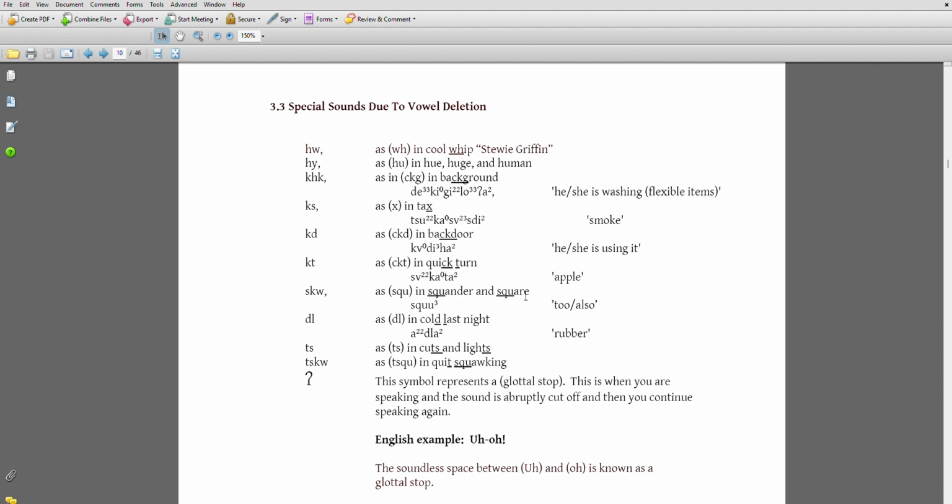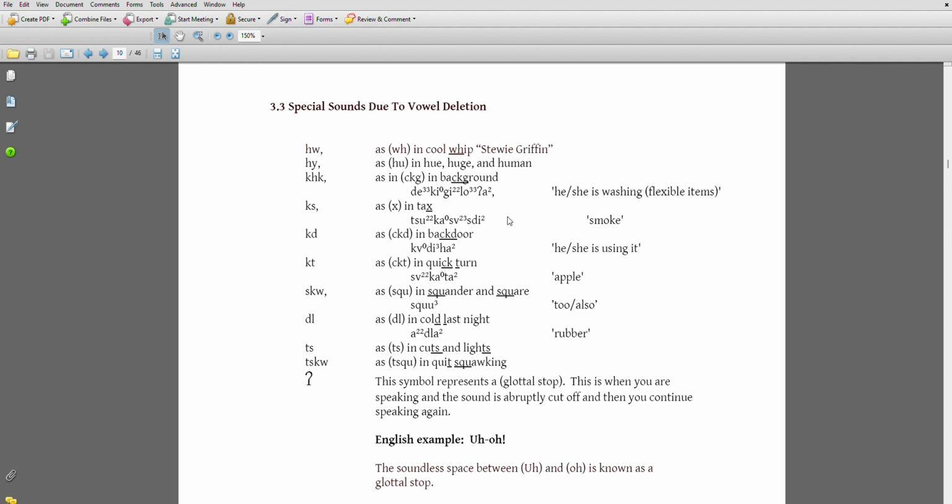KS as X in tax. So jukes. This KS is right here. When you cut this A vowel, it leaves KS. Juke something. KD as CKD in back door. Kt, kt. Ktihan. He or she's using it.